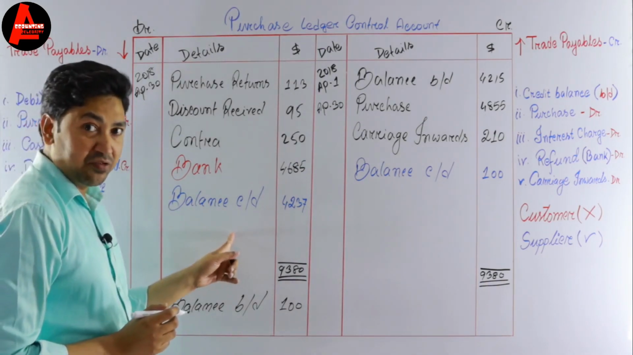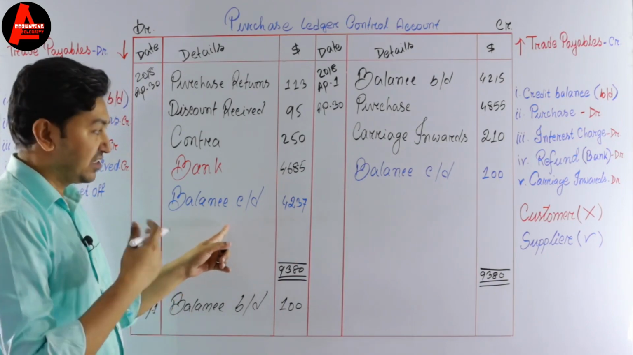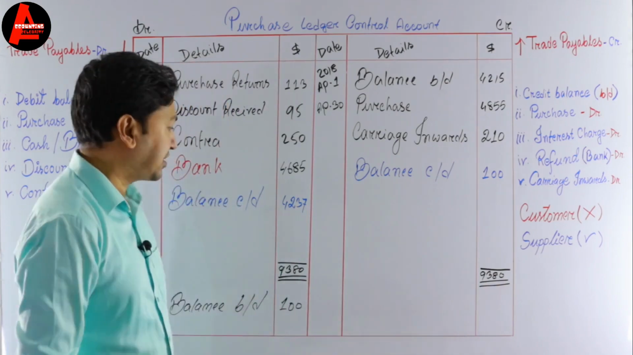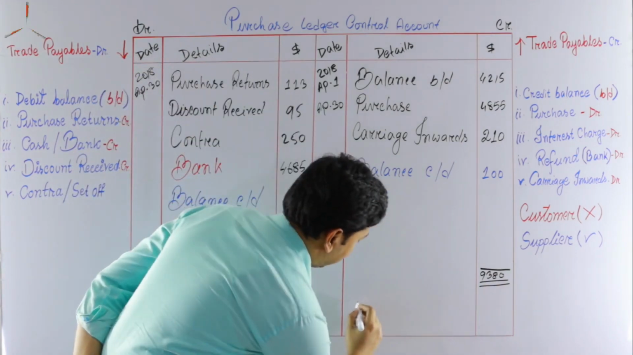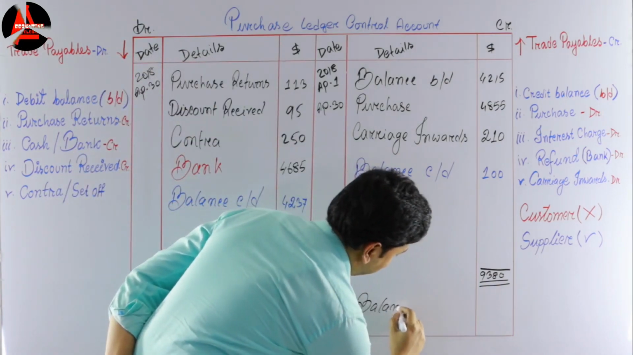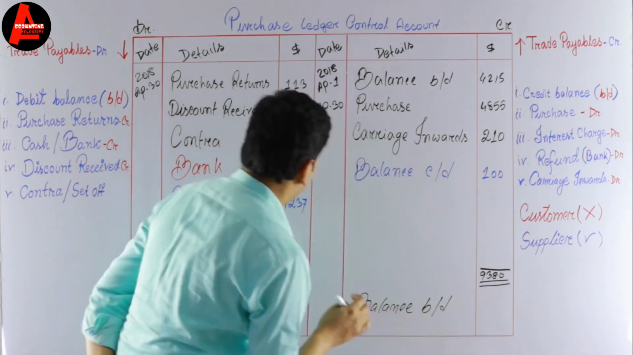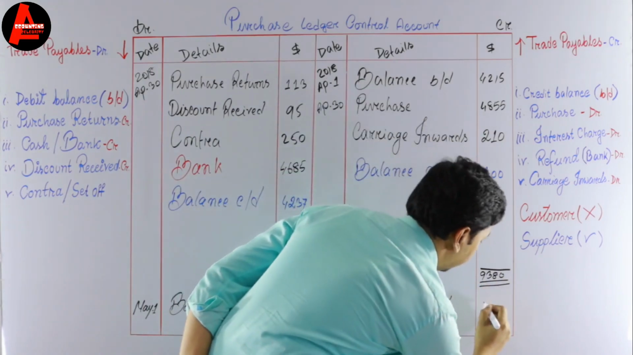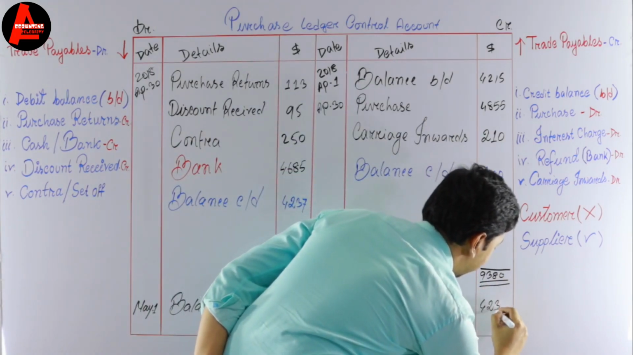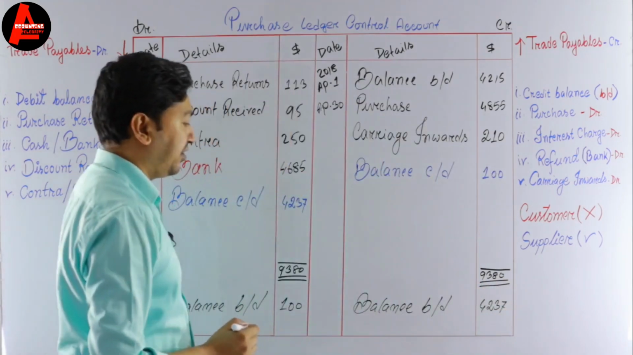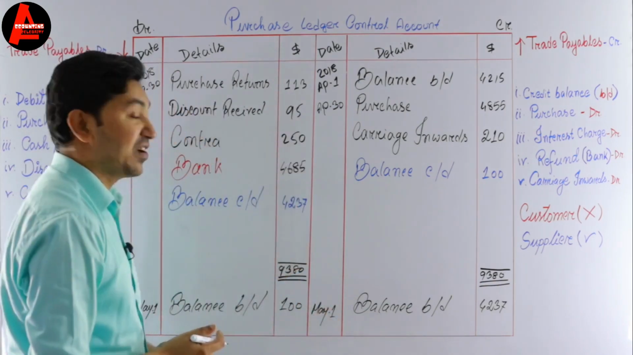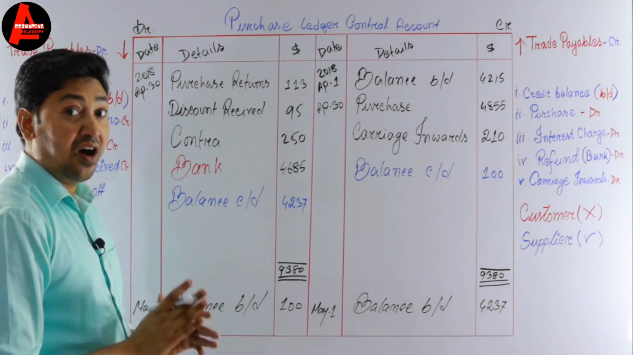One more balance CD we have here in the debit side. Same as this, it will go on the opposite side. So let us write here balance BD. What is the value here? 4237. So the same value we'll write here, $4,237. The date is the same, May 1st. So we completed all the requirements.